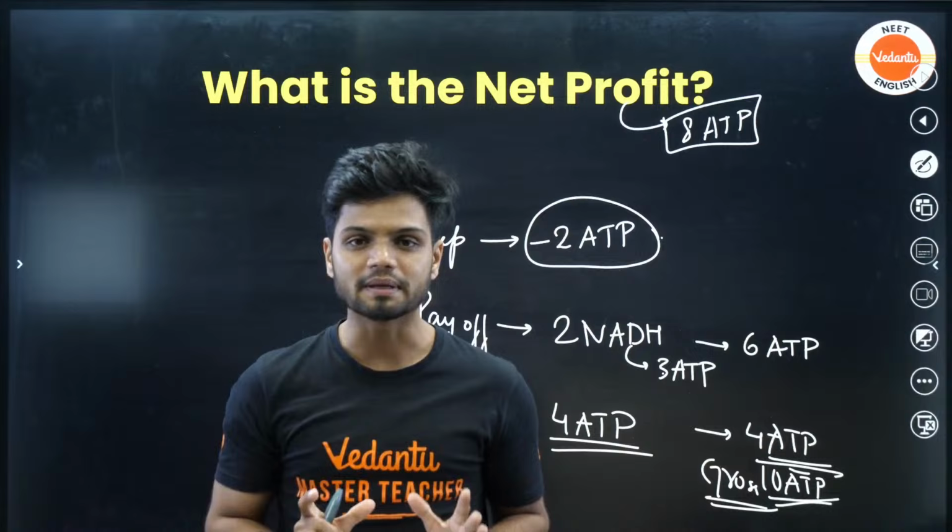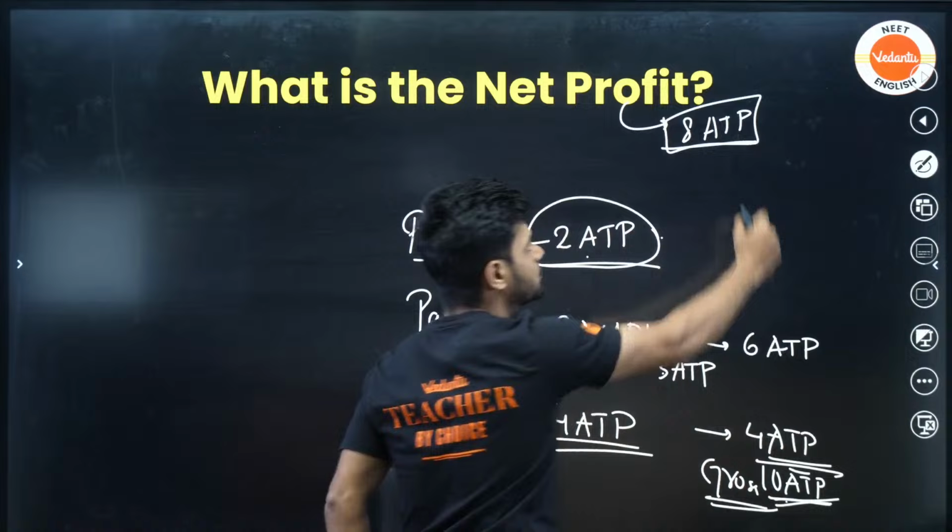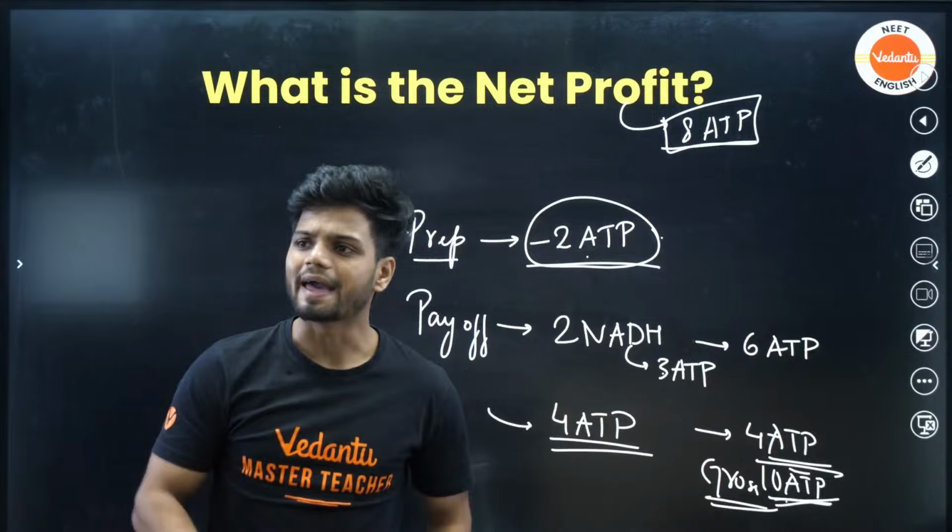10 ATP is the gross, 10 minus 2, because in the preparatory phase 2 ATP was consumed. That's why 10 minus 2 is 8 ATPs. Someone is asking, explain once again. Yes, students, I'll explain once again. It will not take me more than 2 minutes.